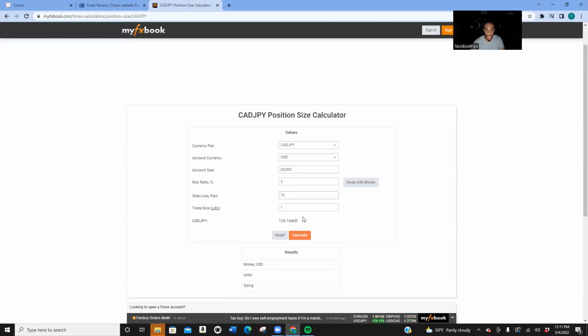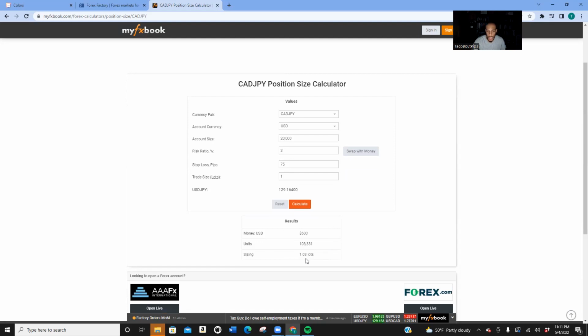Now this trade size, this is pretty much saying how many trades are you going to be entering, whether it's going to be 1, 2, 3, 4, however many, right? For this one, we're just going to do one trade. So it's telling me that I will put a standard 1.03 lot size on this trade.